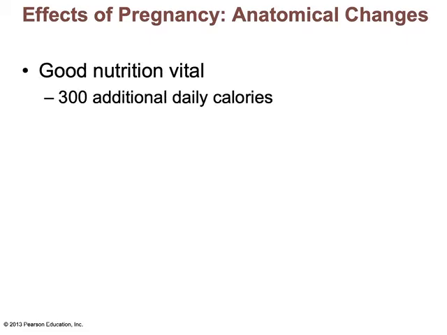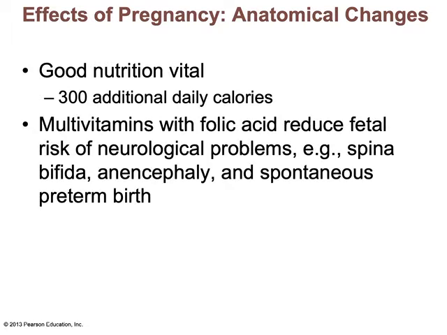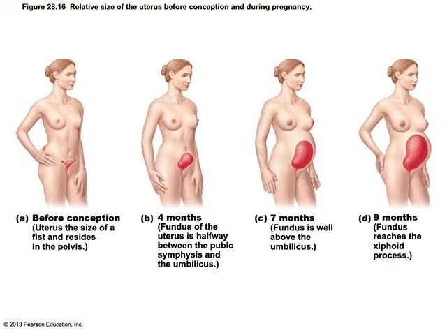Good nutrition is critical. Average pregnant mother needs 300 additional daily calories. Multivitamins and folate reduce the likelihood of neurological problems such as spina bifida and anencephaly, which is lack of formation of a brain, as well as spontaneous preterm birth. You can see how the changes take place. Here's prior to conception. There's 4 and 7 and 9 months.